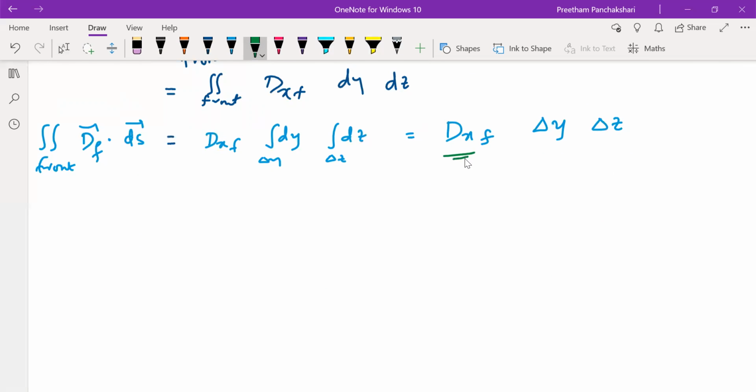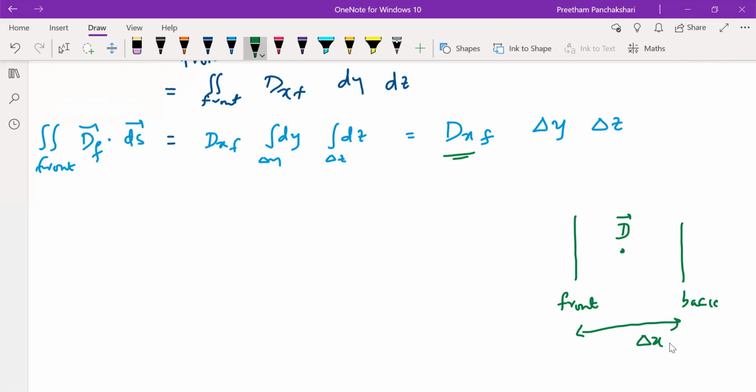If you consider once again the total Gaussian surface, let us say this is the front face and this is the back face. These faces are moving inside the plane of the paper. And this is the center point. At this center point, the flux density is D. And this distance is delta x.